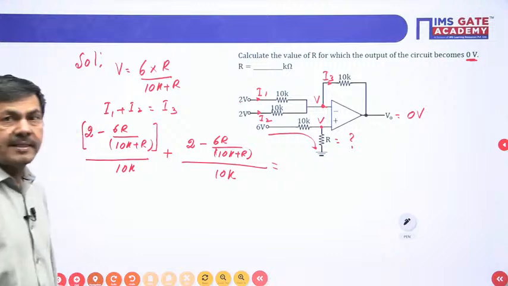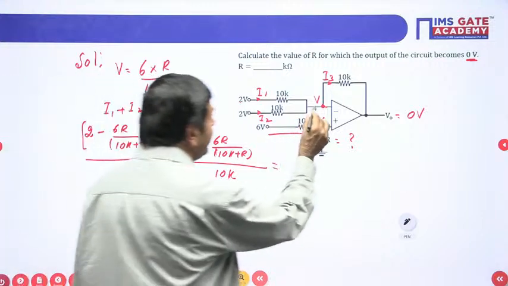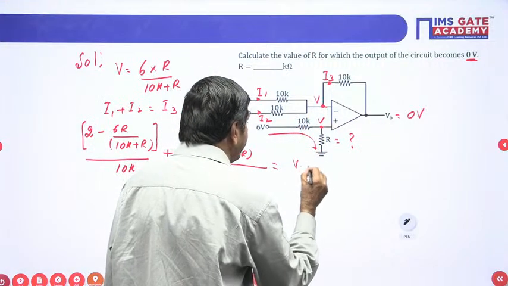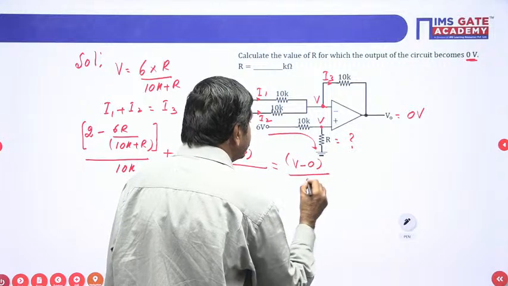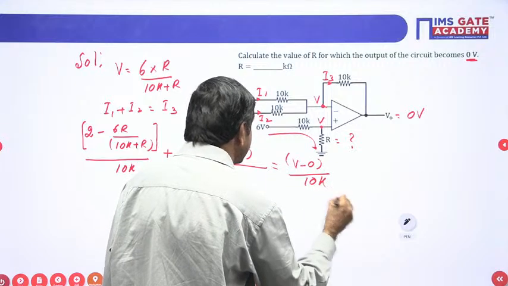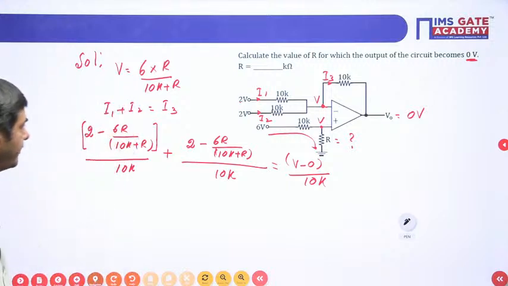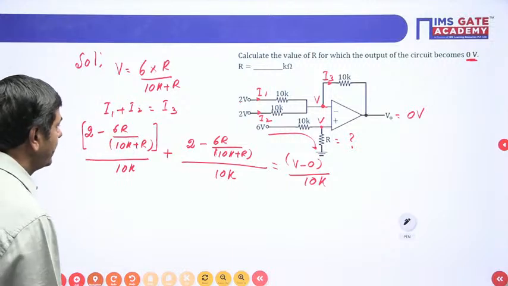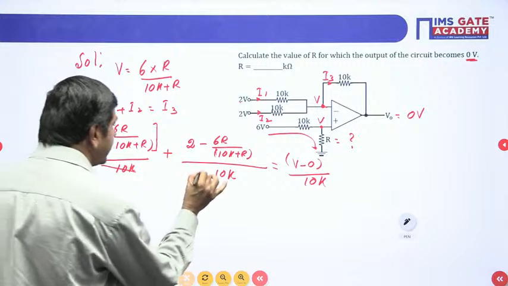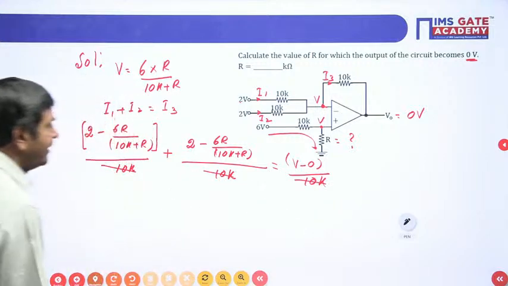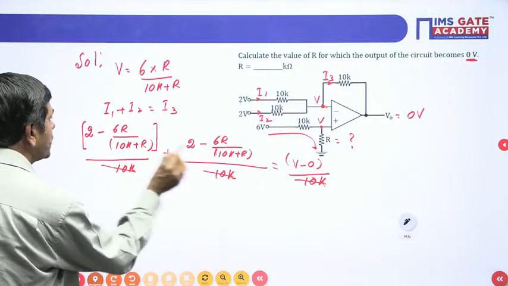This is equal to I3. I3 is nothing but the V minus 0 by 10K, I can write now. I can cancel this K throughout the equation. 10K, 10K, I can cancel directly. Finally what I am getting, 2 plus 2 is nothing but the 4.